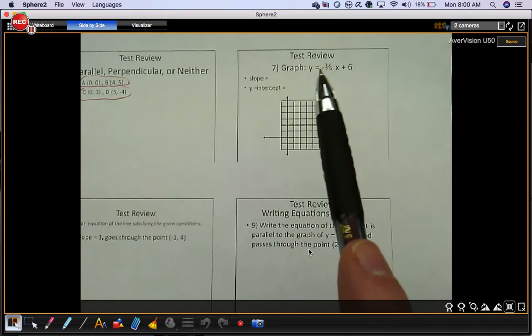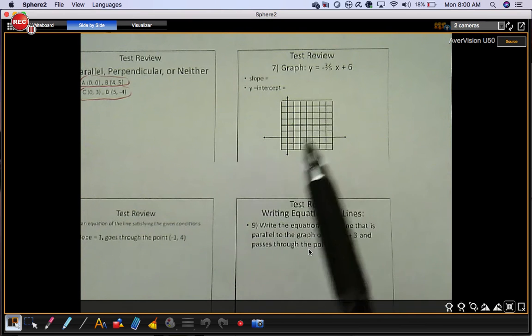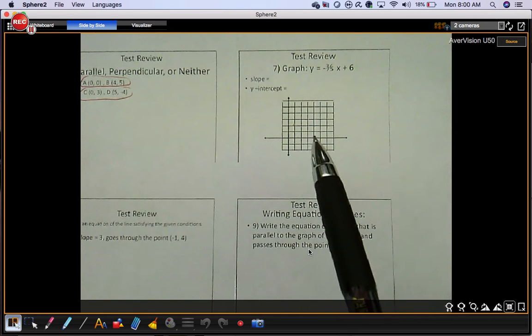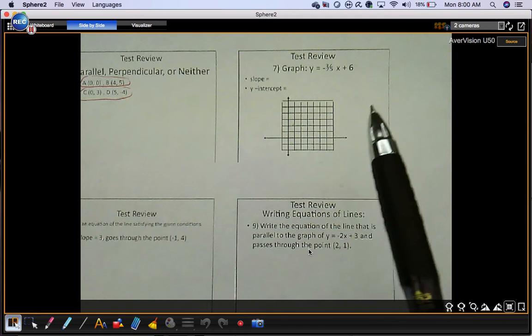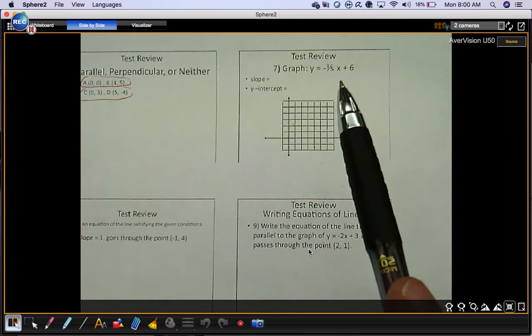For this one, they want you to graph the equation of a line. Now, since it's multiple choice, you're not actually graphing at all. What you're going to do is just identify the correct graph of this equation.